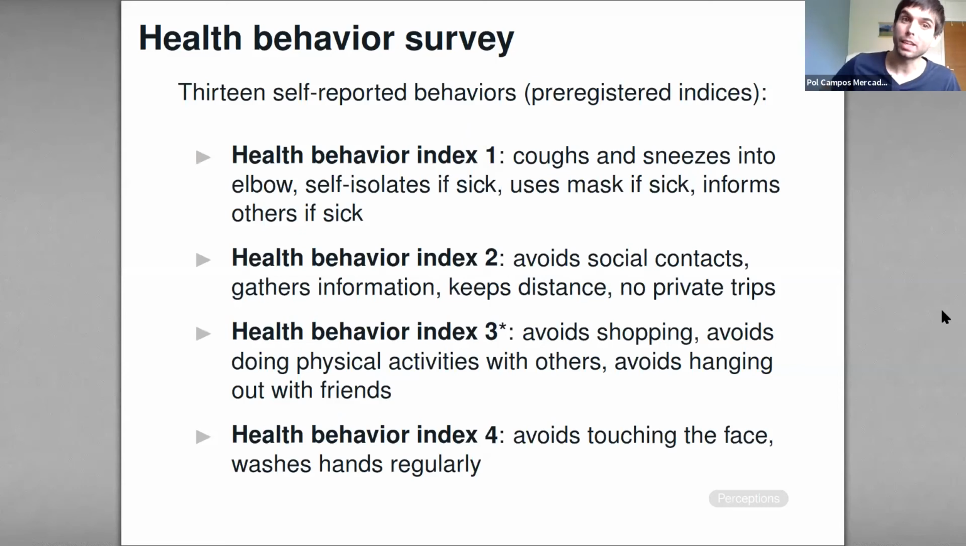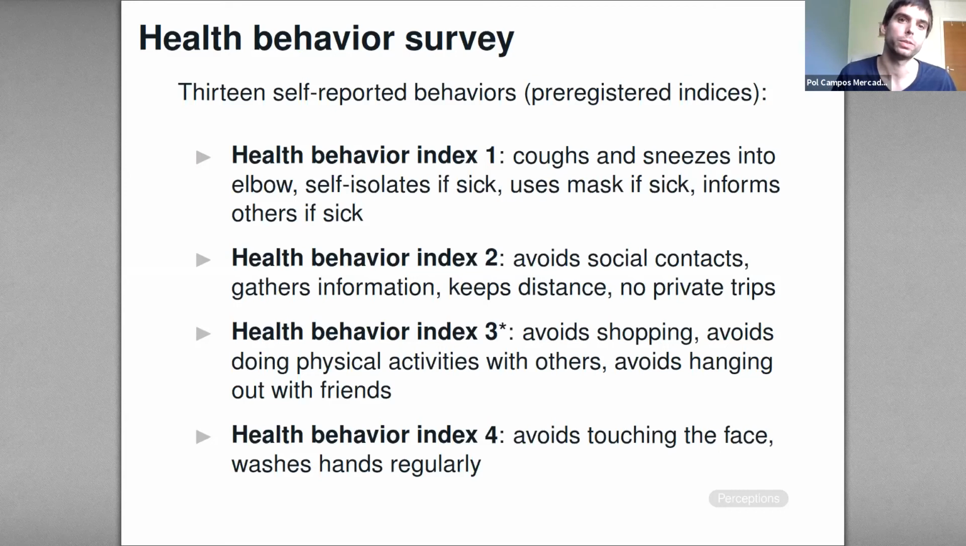So what do we do in the health behavior survey? What we did is we measured 13 self-reported behaviors during the pandemic. So we had statements such as, I cough and sneeze into my elbow more now than before. If I am sick, I self-isolate. I use a mask. I avoid social contacts. I try to keep distance from others, and so on. And we got these behaviors mostly from the recommendations of the health authorities.